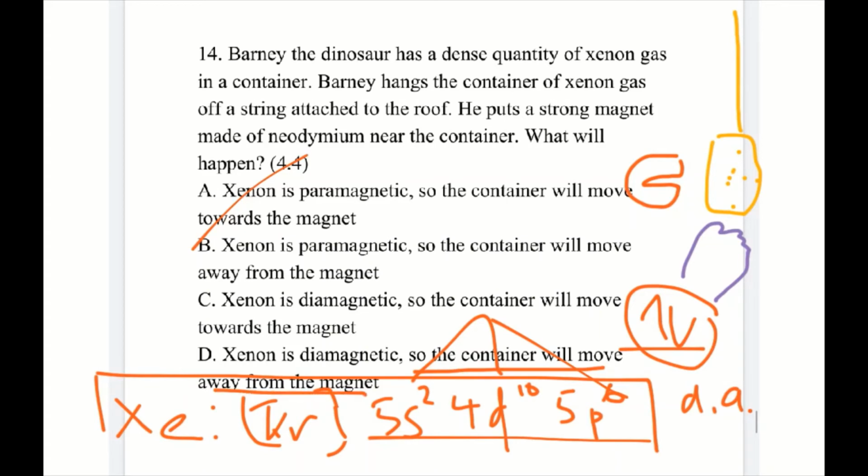So, since there's xenon here and there's a magnet, the magnet will repel the xenon, and then the xenon will move to the right if the magnet is introduced to the left, and therefore D is our answer. So this one was a little bit creative, I admit. So let's move on to the next question.